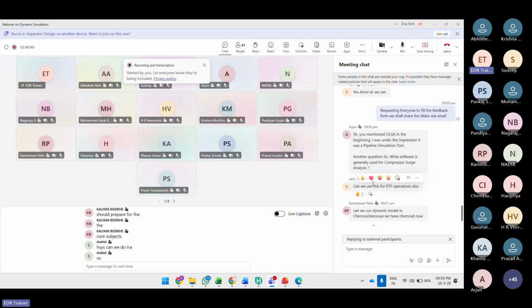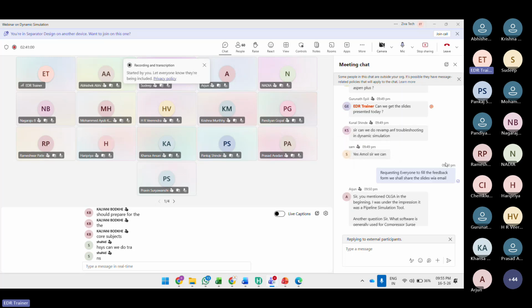Sorry for that. Can we use this for ETP operation? Yes, definitely. Not an issue. Dynamic simulation is least bothered about the systems. Rather, how many details are important. So if the details are available, you can definitely use that for ETP operation as well.